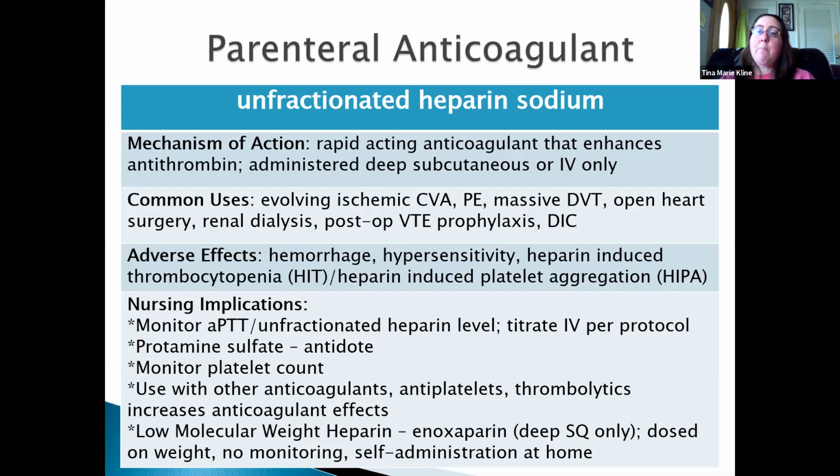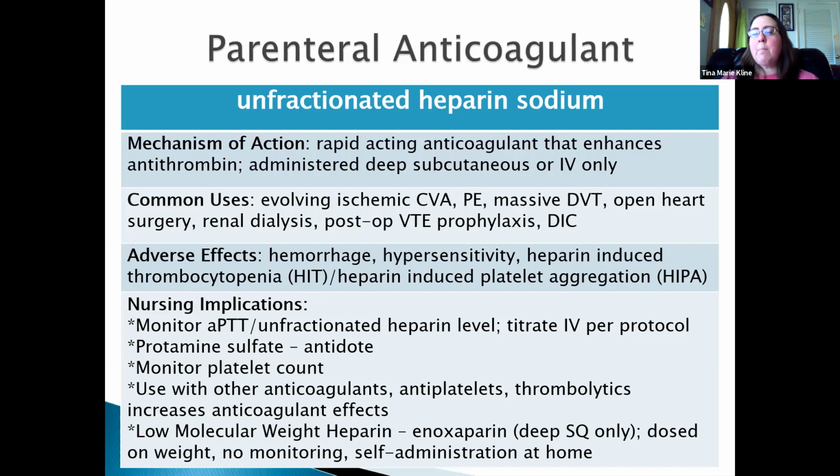Hypersensitivity, particularly heparin-induced thrombocytopenia, you might hear that abbreviated as HIT, or it's also known as heparin-induced platelet aggregation, or you might hear them say something about a patient, oh, well, they're HIPAA positive. Okay, they're not talking about the Health Insurance Portability Act, okay? This isn't about a confidentiality thing. This is an adverse effect of heparin therapy.